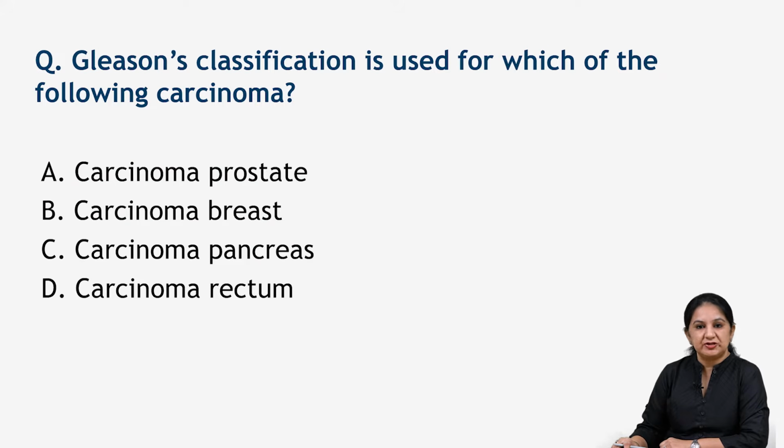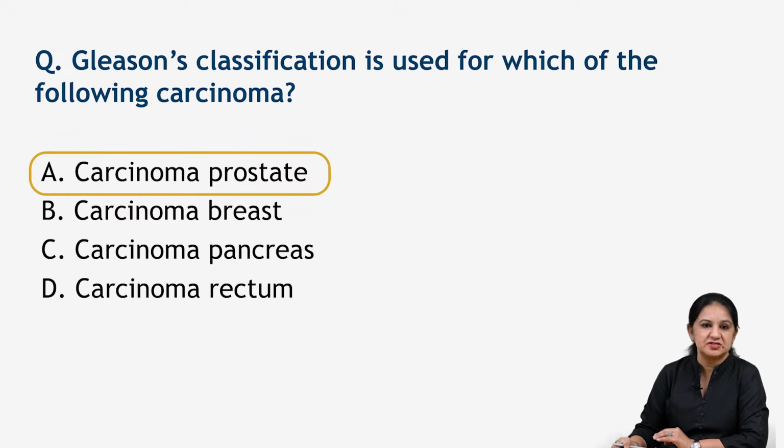Gleason's classification is used for which of the following carcinoma? Again, a very simple question. Gleason's classification, we all know it is used for prostate carcinoma. So the correct answer is option A, that is your CA prostate.